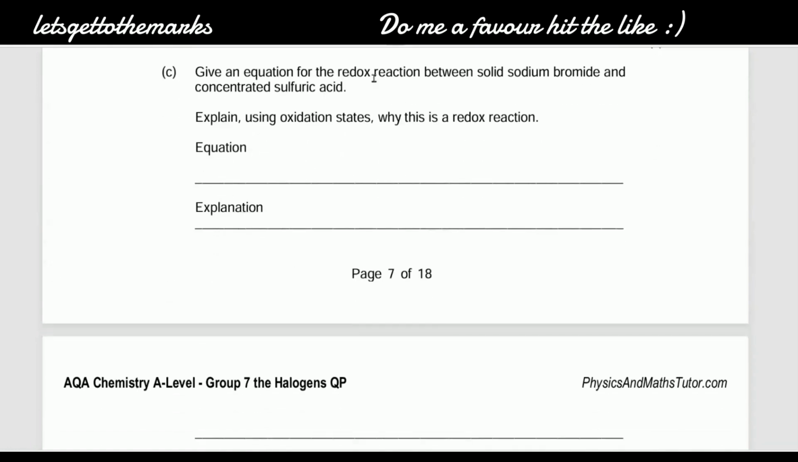Give an equation for the redox reaction between solid sodium bromide and concentrated sulfuric acid. I think we might have already done this one, but anyway, here's the equation. You've got to know this one as well. Let's start with the solid sodium bromide.